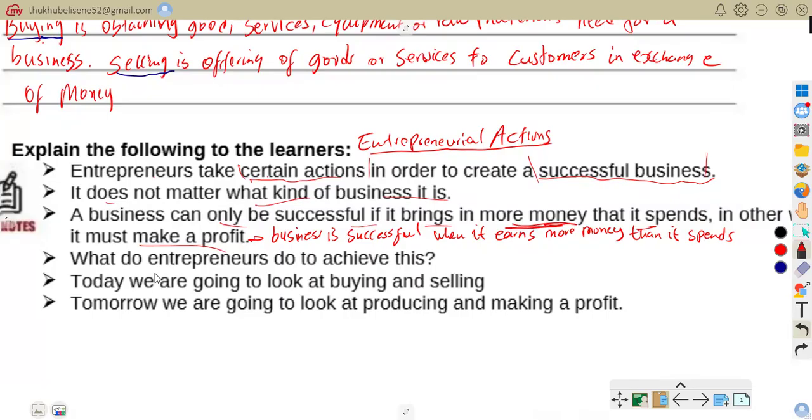And what do entrepreneurs do to achieve this? For them to achieve this, they have to plan, they have to spend so that they can make a profit as well. Today we are going to look at buying and selling. Tomorrow we're going to look at producing and making profit.